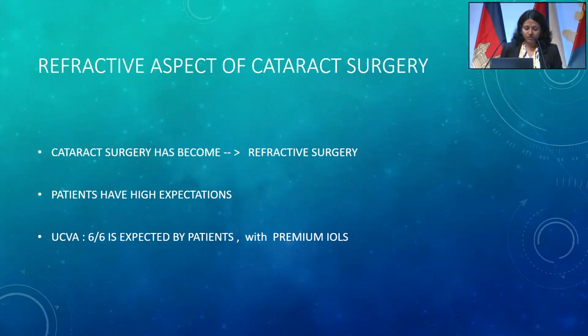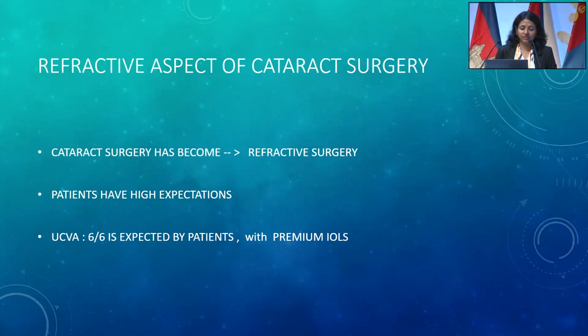Thank you, sir. So I'm talking about residual astigmatism and higher order aberrations in a cataract surgery patient. As we all know, cataract surgeries have now become refractive surgeries. Patients are having higher expectations, and it's also our duty to try and give the best outcome to the patient, because that's an opportunity where we can give him a specs-free vision or probably a good unaided 6/6 vision.